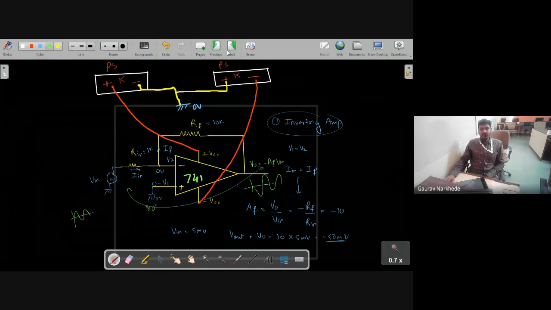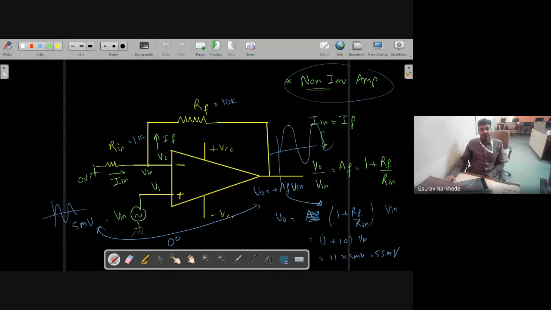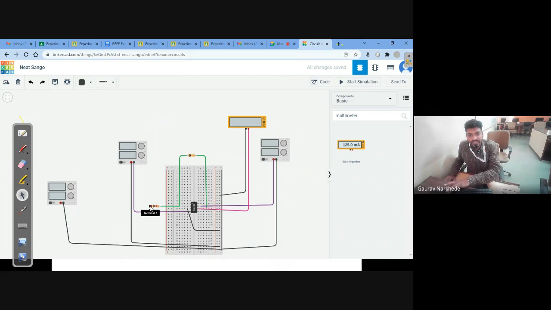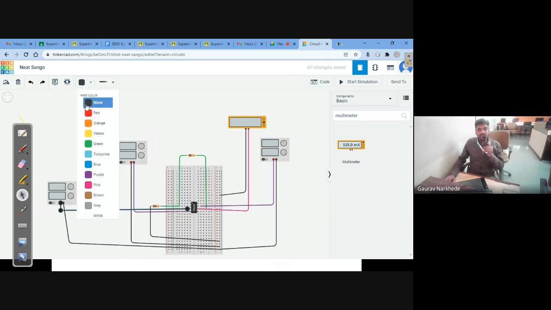In inverting, this was the inverting, and in non-inverting I will directly give the input to the non-inverting terminal, and this I will connect to ground. So here what I'm doing, instead of giving input to the inverting terminal, I will connect this terminal to ground, right? I remove this ground, and now I'm giving the input directly to the non-inverting terminal, that is the positive terminal. So here I am giving the input.